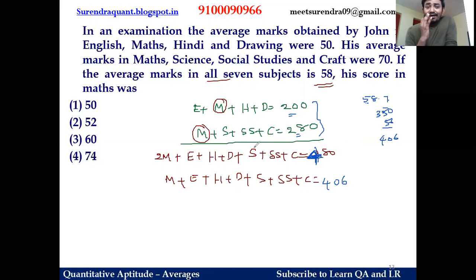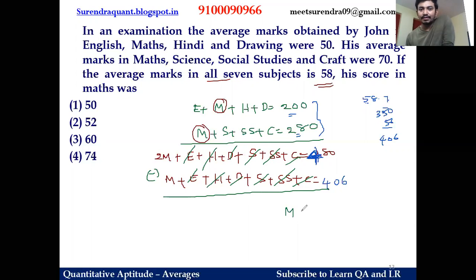Now, if you see carefully, when I take the difference of these two, English, English, Math, Math, Drawing, Drawing, Science, Science, Social Studies, Craft, Craft cancel. And 2 Math minus 1 Math will be 1 Math. And the difference of these two is 480 minus 406, 74. So the marks in Math are 74, and that is option 4.